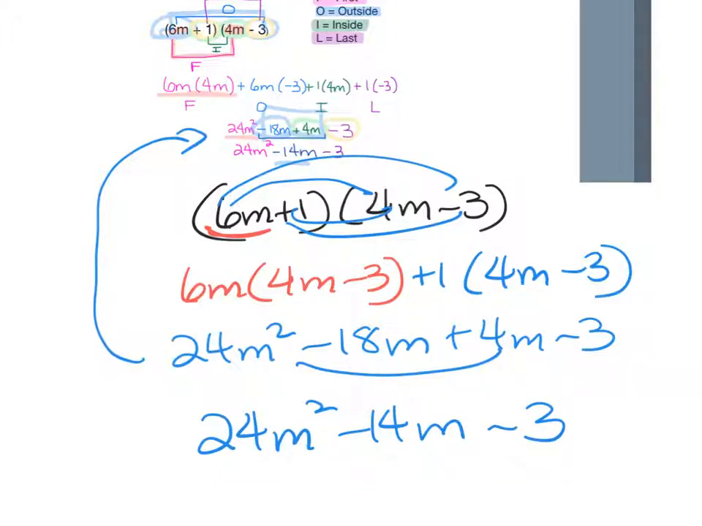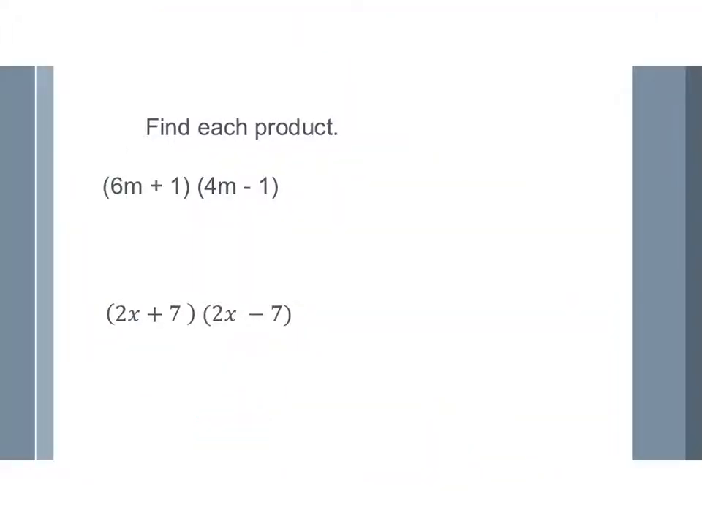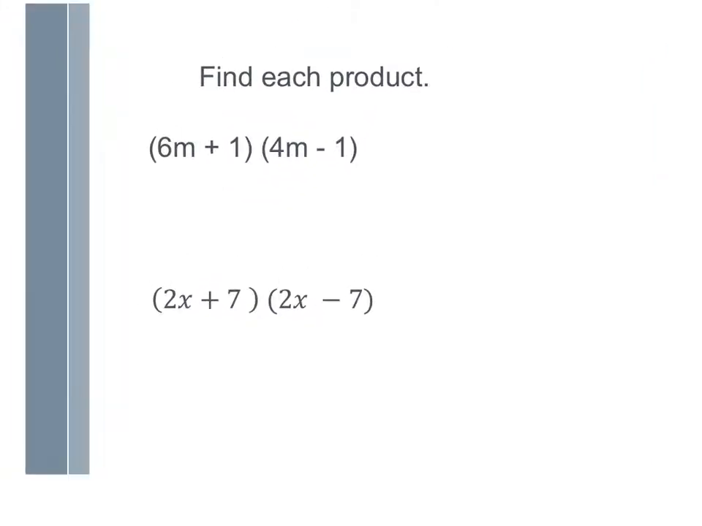So FOIL is just a little memory aid to help you remember which terms to multiply. So now we're going to practice using this distributive property and FOILing if you want to use that. So here's the first example. Again, I am going to distribute or FOIL.